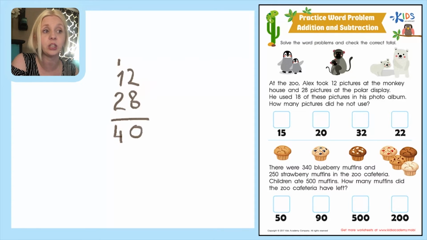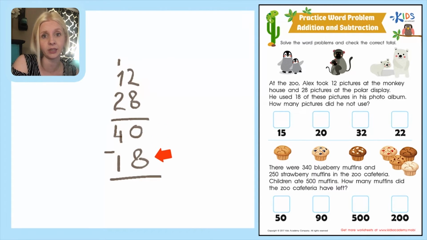But then it says he used 18 of these pictures in his photo album. So if he used them in his photo album, we have to subtract them because they want to know how many is left over. So 40 minus, now we have to subtract 18, okay? So let's set that up.